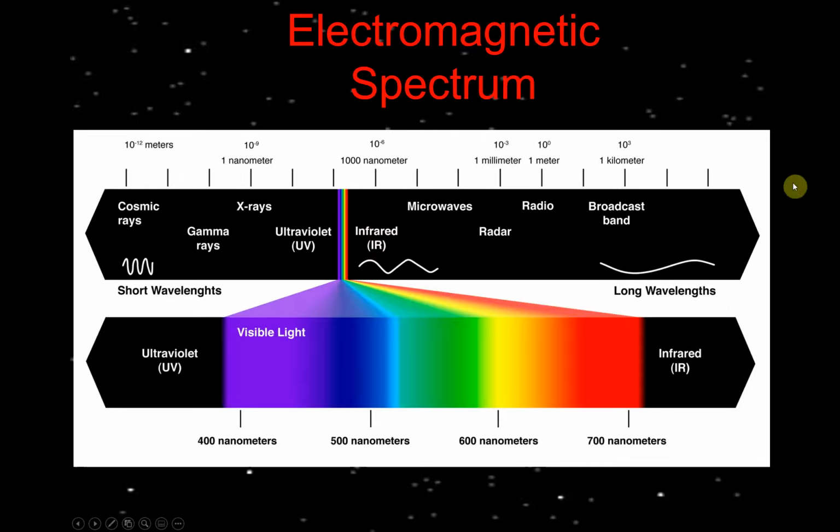So at this end of the spectrum, we have radio waves. At this end, we have gamma rays, X-rays, and cosmic rays. And all of these things can tell us something about how the universe behaves.